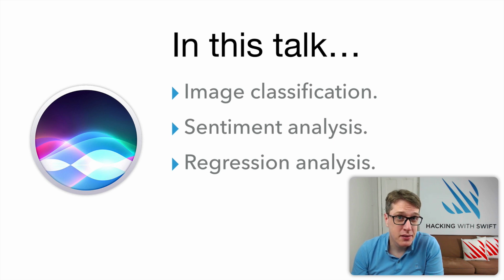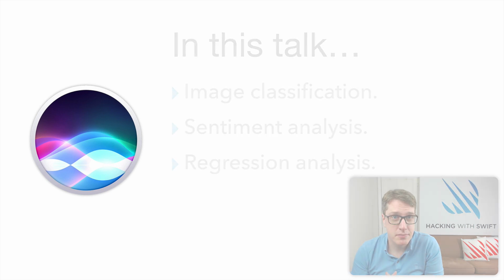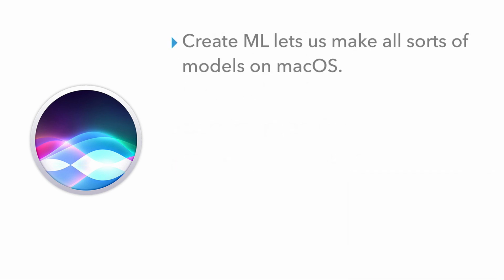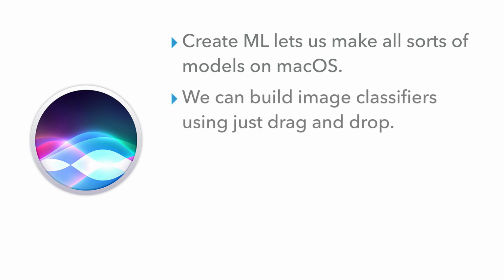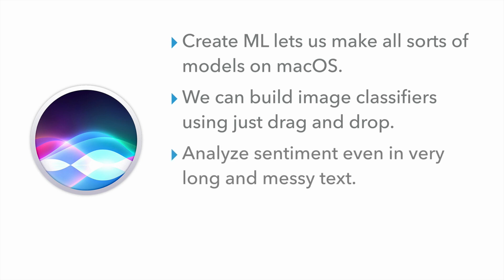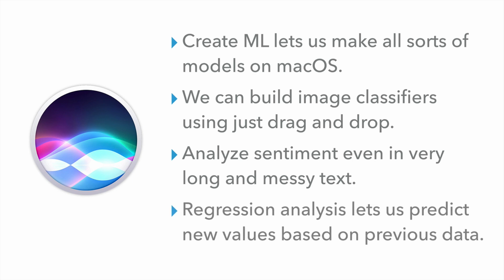They had their chance. Anyway, if you don't mind, I'd like to summarize what has been covered. I explained how Core ML lets us run machine learning on devices, but Create ML is responsible for making models on macOS. We looked at image classification and how it makes incredibly small models. Next, we looked at how Create ML can even work through really long and messy text to perform high-quality sentiment analysis. Finally, we looked at regression analysis and how it can predict values for new input based on previous data.